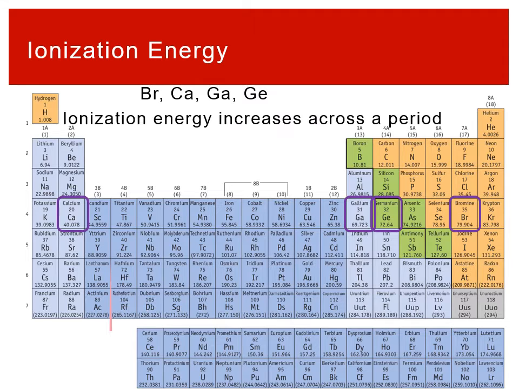And I know that ionization energy increases across a period from left to right. So I know the increase is in this direction. So if the question was in decreasing order, I know that whatever's closest to the noble gases is going to have the highest ionization energy. So bromine, then germanium, then gallium, then calcium.